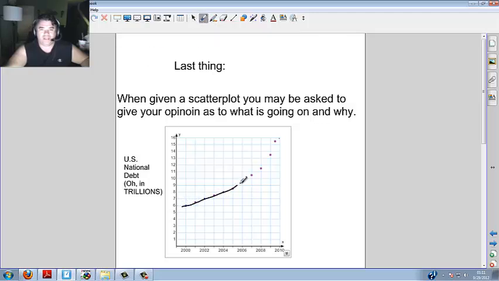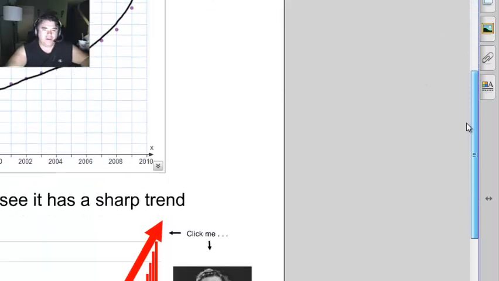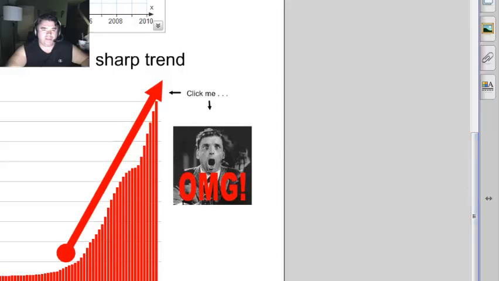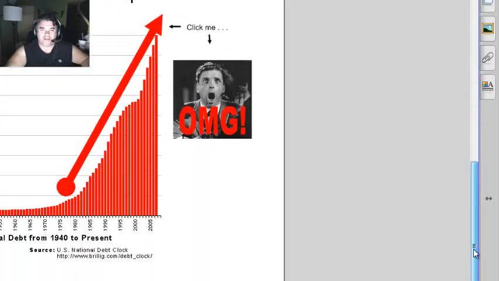So the question is, what's happening here? As we can see, obviously the debt's increasing. Now you can argue as to why: government spending, lack of revenue, whatever. But it points that there's definitely a sharp trend. Now this was, of course, from 2000 to 2010. Doesn't really show much of a spike. But look at this here. The debt was almost non-existent.